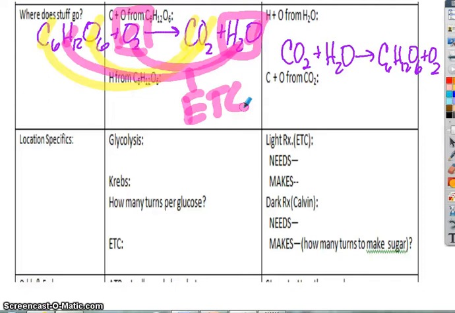So now let's look at photosynthesis. The light reactions of photosynthesis only require light and water and the pigments. The light reactions of photosynthesis basically take water.